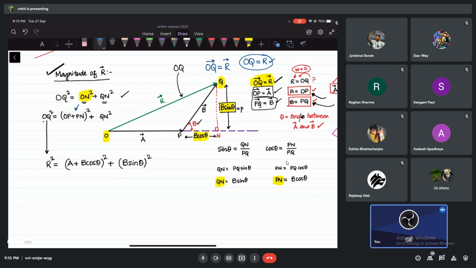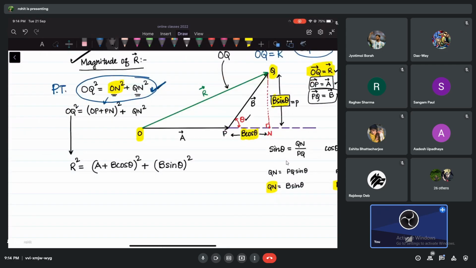So in place of OQ, when I wrote this formula, this is not a vector formula. It comes from the Pythagoras theorem. In the Pythagoras theorem, will I use vectors or not? Without the vectors. So this is the magnitude of the resultant vector squared. No vector here; we're all talking about magnitude.